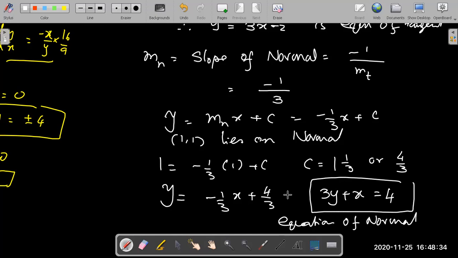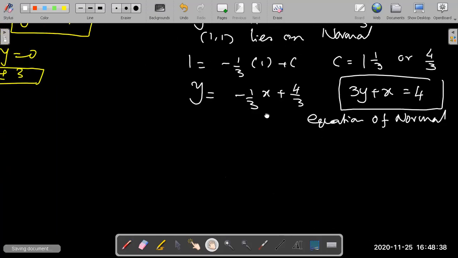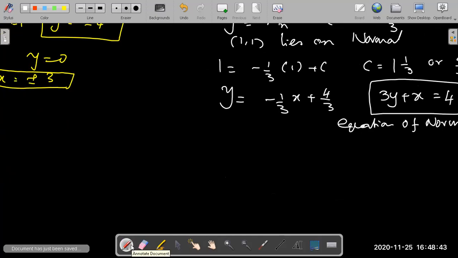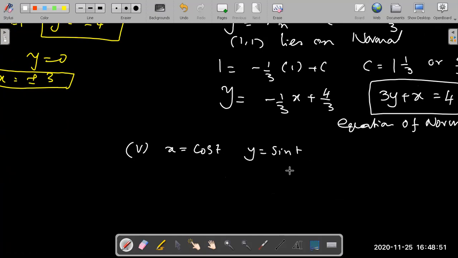So the next one is a trigonometric thing. It's basically a parametric type of thing. The question is, if x is equal to cos t and y is equal to sin t, we need to find the equations at t equal to pi by 4.